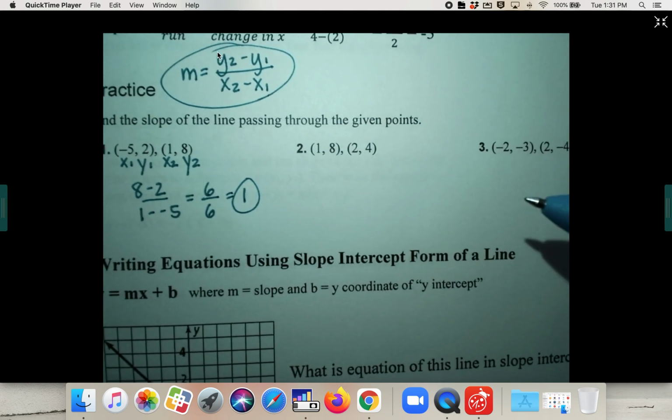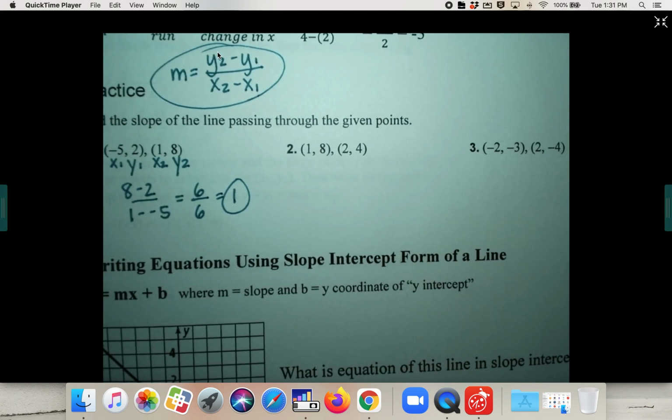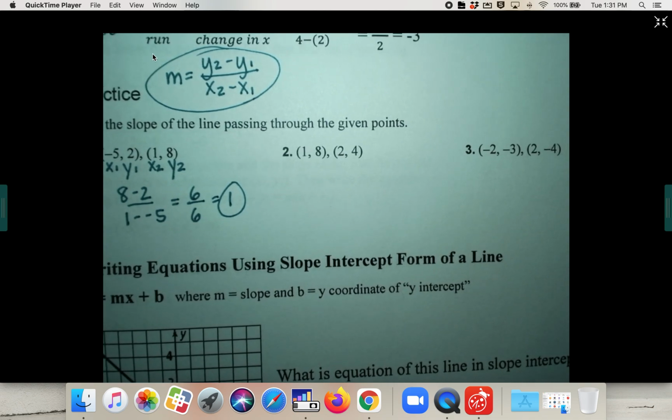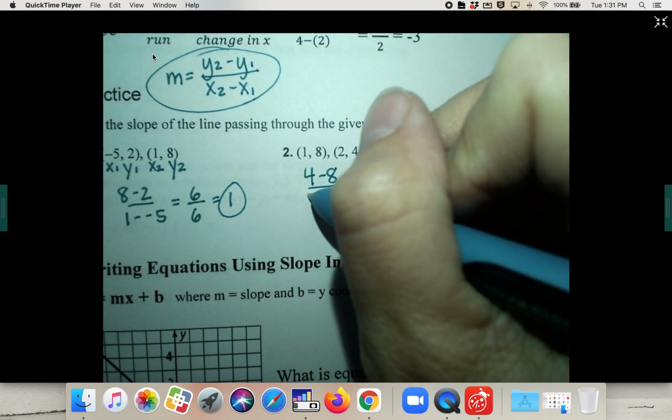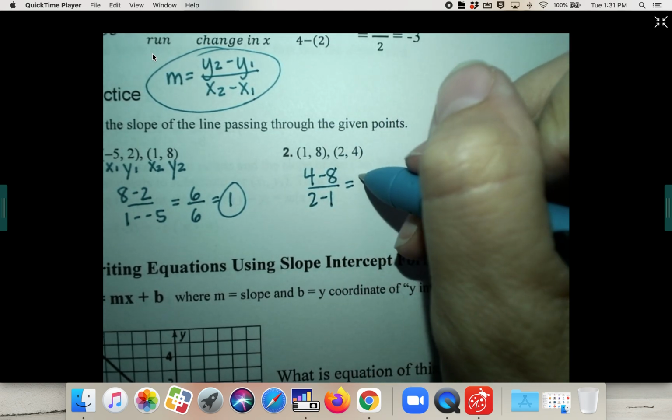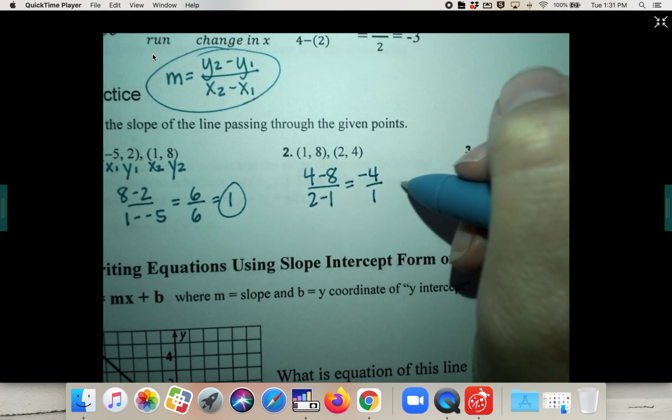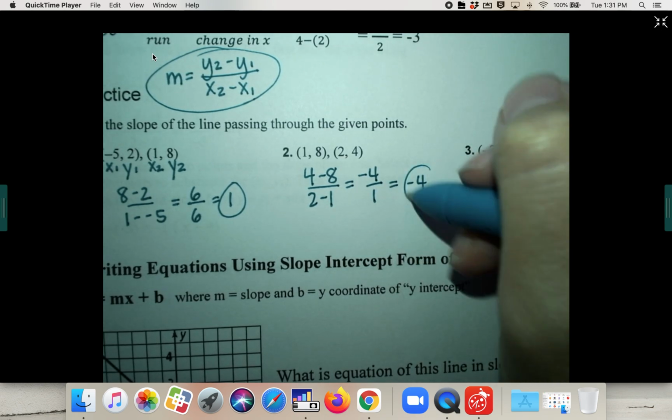All right, if you want to pause the video and try 2 and 3 on your own, go ahead and do that. And if you're not sure yet or can't remember from last year, go ahead and work it out with me. This would be 4 minus 8 over 2 minus 1, which would be negative 4 over 1, which is negative 4.